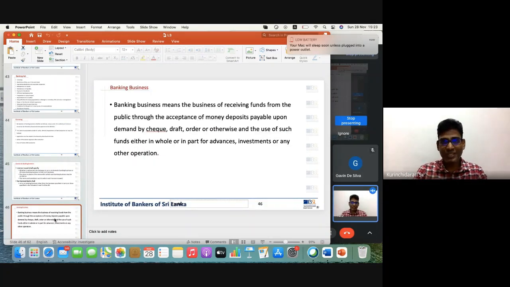And on banking business, it clearly says banking business means the business of receiving funds from the public through the acceptance of money deposits payable upon demand by check, draft, order, or otherwise, and the use of such funds either in whole or in part for advances, investment, or any other operations. So like this, when you read this, it may be very simple and straightforward.